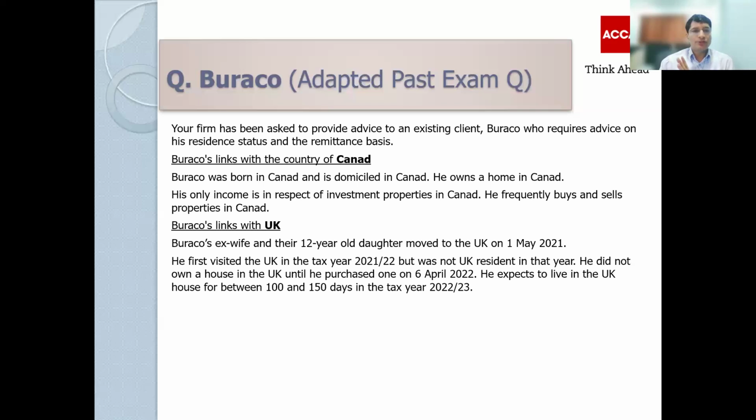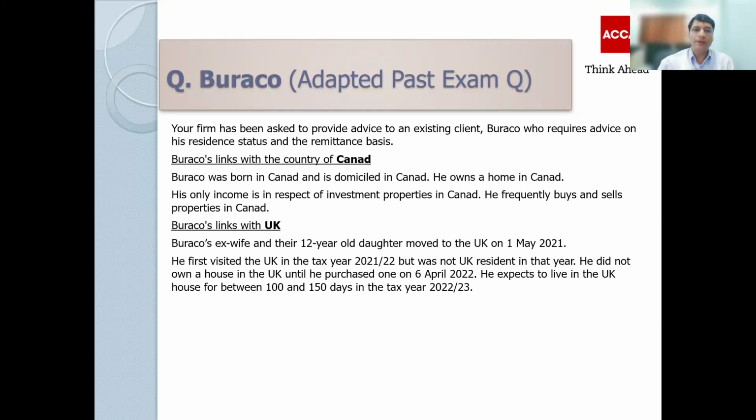Now look at the relation here. His ex-wife, which is not the relevant point for the purpose of this, but his underage minor daughter has been residing in the UK from 2021-22. He came to the UK in 21-22, but he did not spend many days by the looks of it because he was not resident in the UK, as the question says. But it will be nicer to know how many days he would have spent in 21-22. The question isn't clearer. Let's carry on.